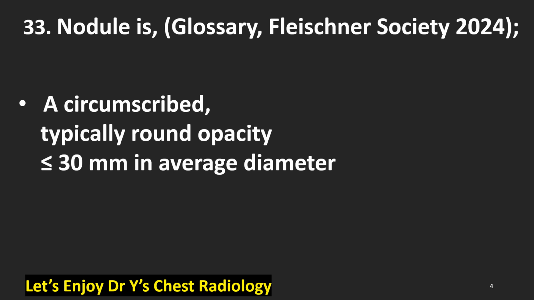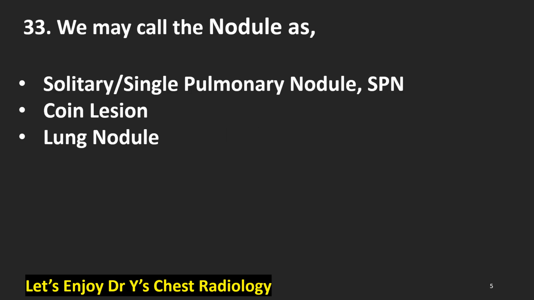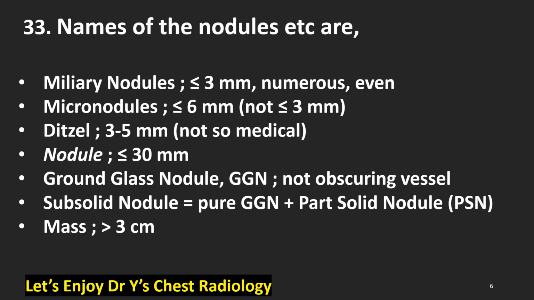A nodule is, by definition of the Fleischner Society 2024, as we all know, a circumscribed, typically round opacity, less than 30 mm in average diameter, less than 3 cm. We may usually call the nodule a solitary pulmonary nodule or single pulmonary nodule, sometimes SPN. Sometimes we may say coin lesion, and usually we say lung nodule. As we know, there are many names for the nodules and nodule's friends.